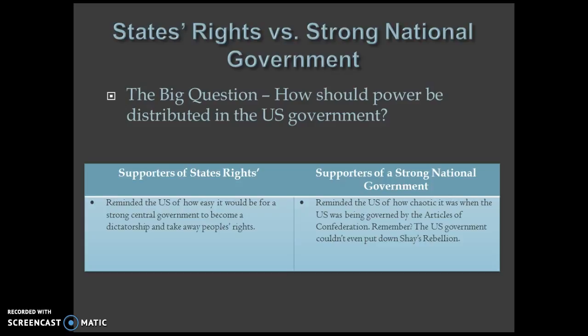So they remind people of that time in U.S. history. It's just a difference of opinion between the idea of who should have power in the U.S. government. Should it be the states that have more power or the national government? South versus North, part 1 there.